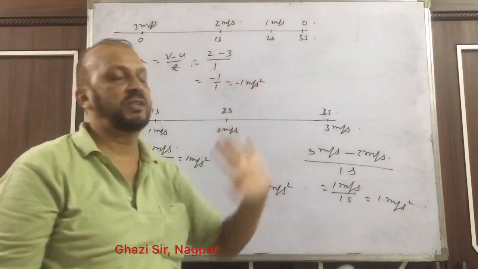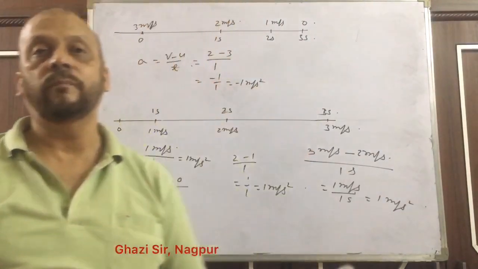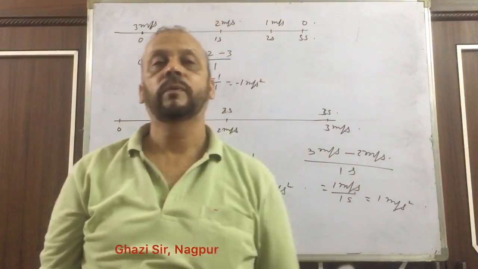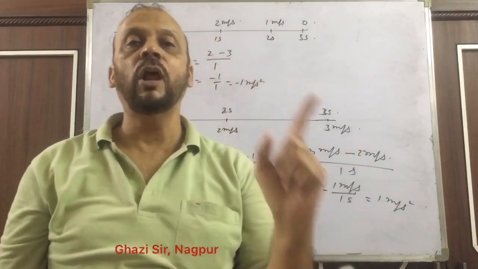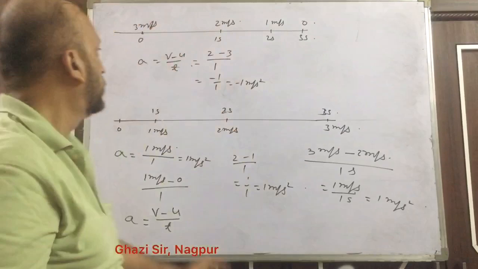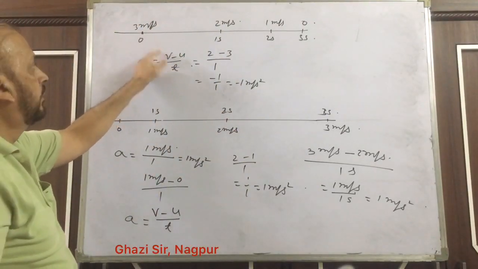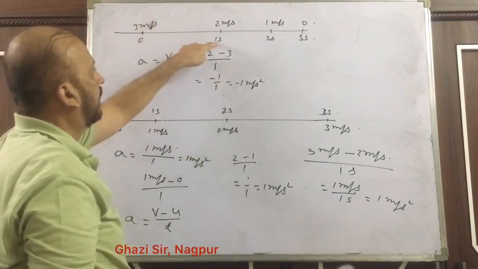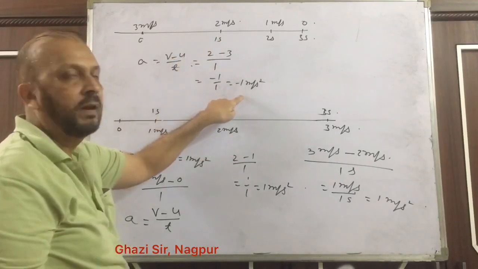Suppose the body stops. So if we are calculating acceleration this time, acceleration is the rate of change of velocity. That means change in velocity per unit time, that means final velocity minus initial velocity upon time. So a is equal to v minus u upon t. V means final velocity. Between these 2 points, this is 2 minus 3 upon 1. So 2 minus 3 is minus 1 upon 1, that is minus 1.